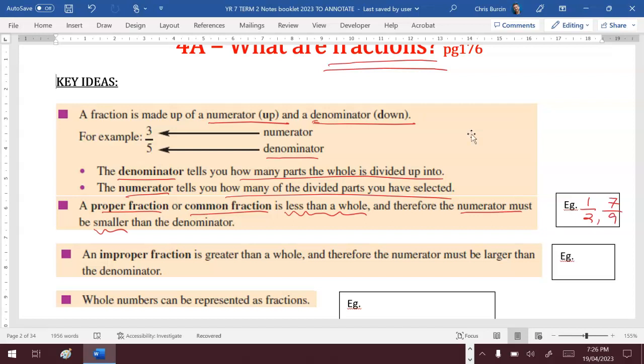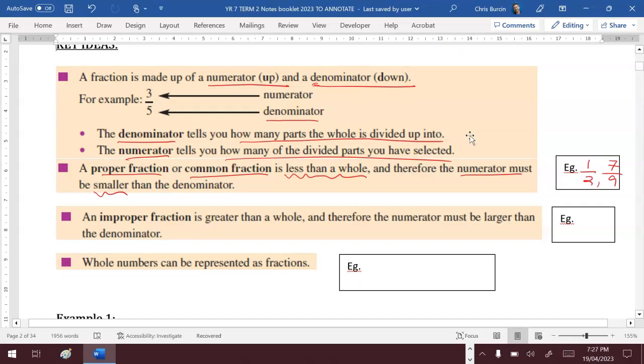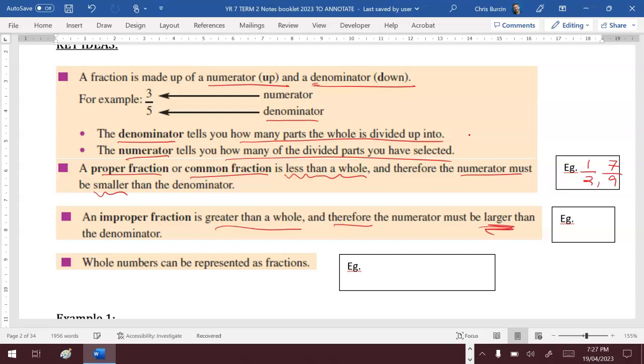That's a proper fraction. An improper fraction is greater than a whole, or more than one. Therefore, ergo, the numerator must be larger than the denominator. So an improper fraction is top-heavy. We might use that 7 again, but we'll put it over 4. See how there's more than one whole there. 4/4 would make a whole, and we have an extra 3 there. Or we could have, let's see, even 6/5. That's just enough to be greater than a whole.